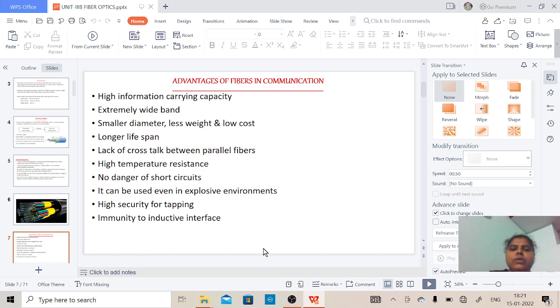Now, let us see what are the advantages of fibers in communication. High information carrying capacity, an extremely wide band, that means bandwidth is high, smaller diameter, less weight and low cost, longer lifespan, lack of crosstalk between parallel fibers, high temperature resistance, no danger of short circuits. It can be used even in explosive environments, high security for tapping, and immunity to inductive interference. So it also protects against the overlapping of signals between parallel fibers, okay.